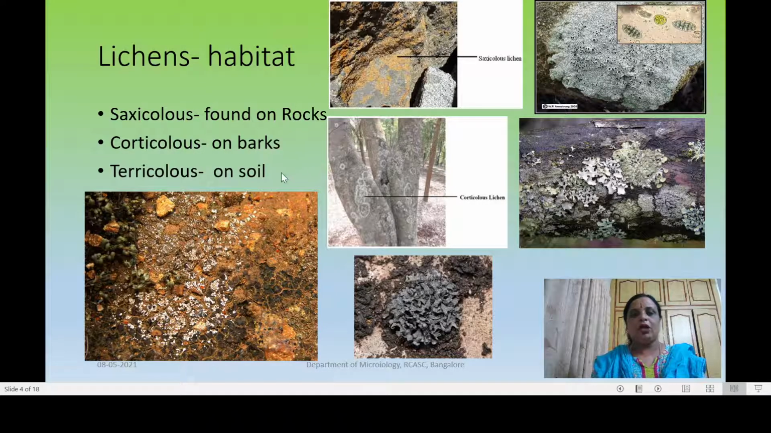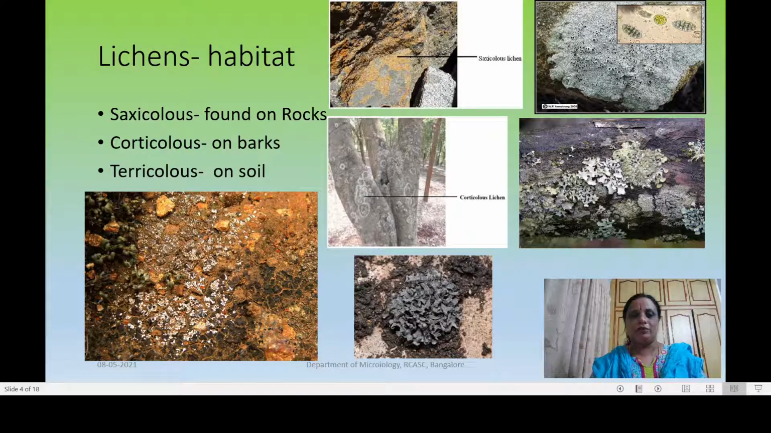Corticolous. What are Corticolous lichens? These are the lichens which you can find growing on the bark of the trees. This is also very common, which we would have observed. Terricolous, or terrestrial: sometimes on the damp soil you can see them growing. Those lichens are called terricolous.